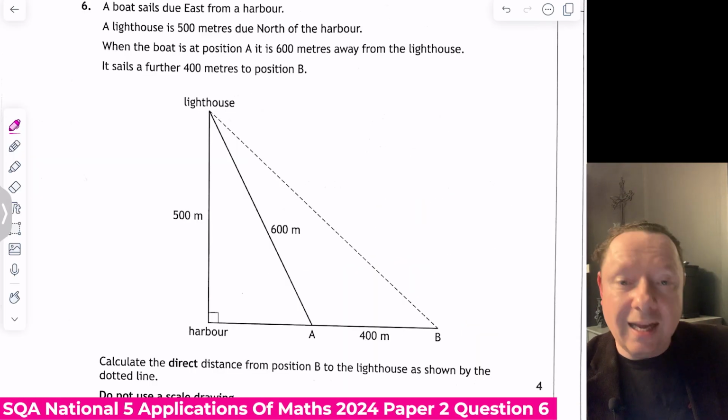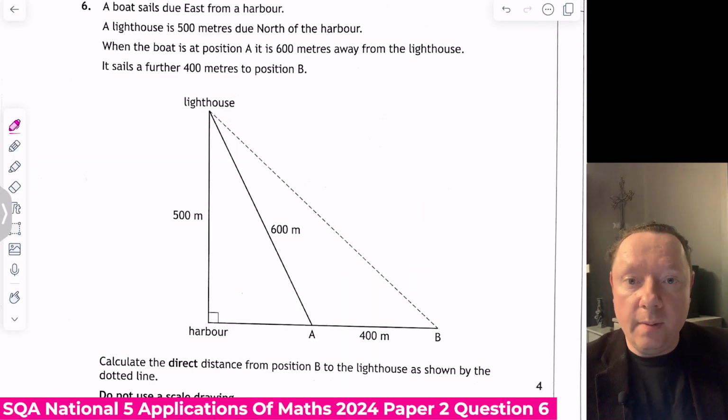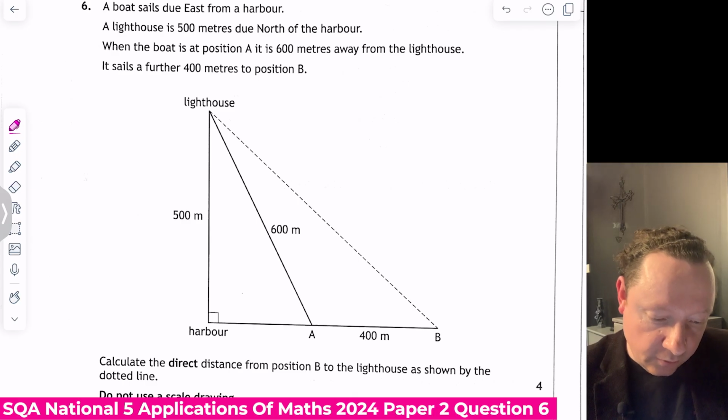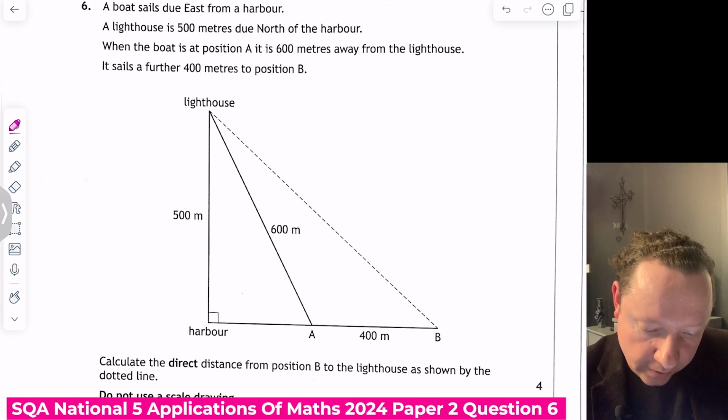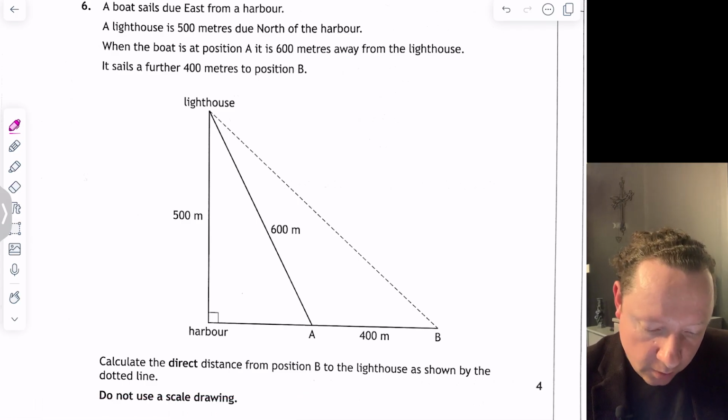SQA National 5 Application Maths 2024, Paper 2, Question 6. A boat sails east from a harbour. The lighthouse is 500 metres due north of the harbour. When the boat is at position A, 600 metres away from the lighthouse, and then it sails a further 400 metres to B.